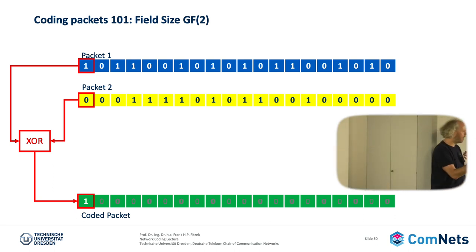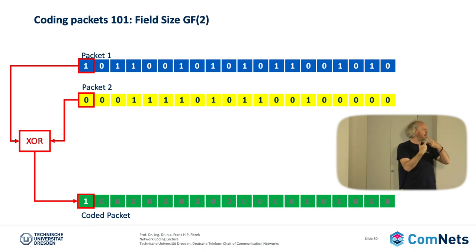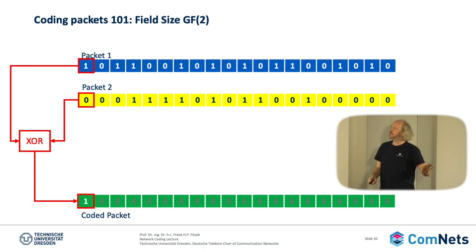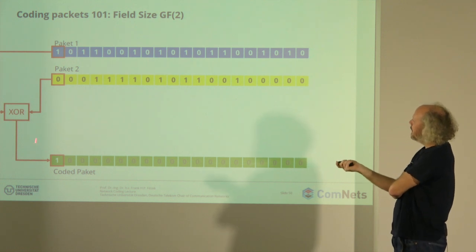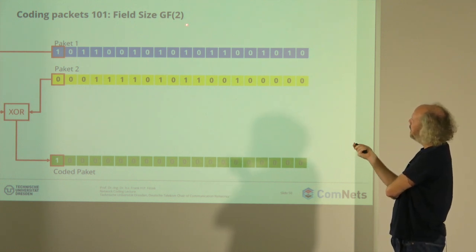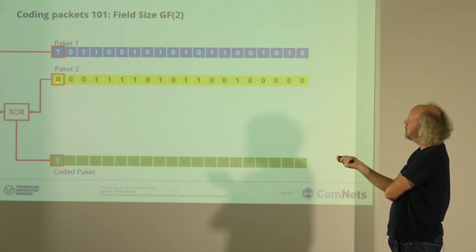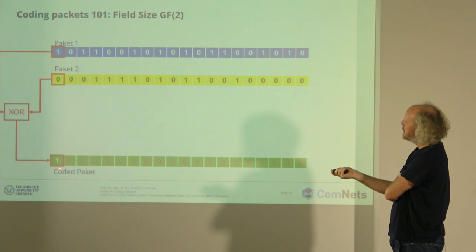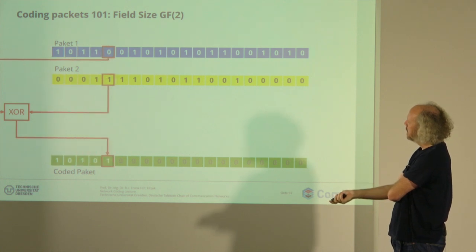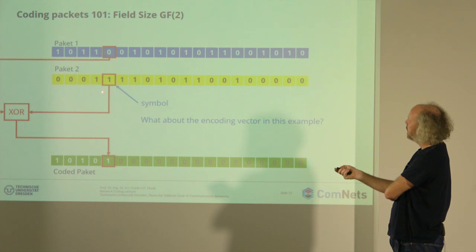Now, you have to understand what a field size is. The coding matrix, I told you, has a certain granularity, zeros and ones. A field size of two means we have only two elements, a zero and a one. And any calculation of zeros and ones, subtraction, addition, multiplication, division, ends up in a result that's in the field again. We will see about this in the exercise. Now, the easiest way is this: if I only have two elements, I look into one bit position and I just XOR it to get the new coded packet. And we call this a symbol here, right?